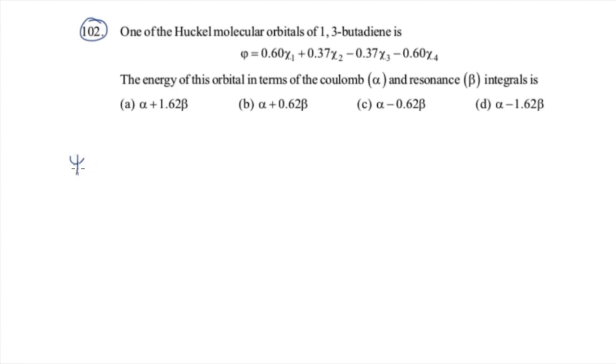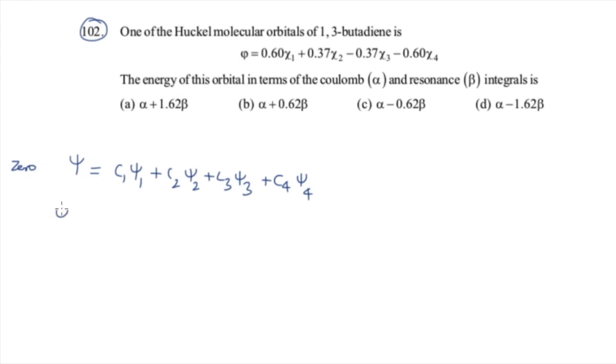So if psi is the wave function for this, it will be like this: C1 psi 1 plus C2 psi 2 plus C3 psi 3 plus C4 psi 4. If this is like that, you have 0 nodes. Okay, you have 0 nodes over it.